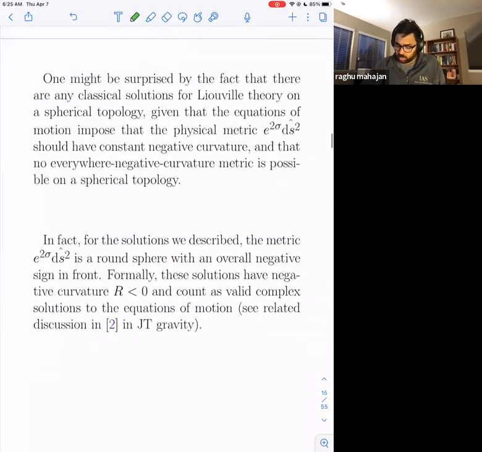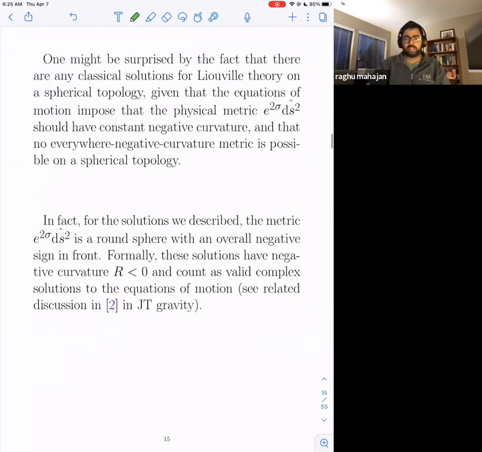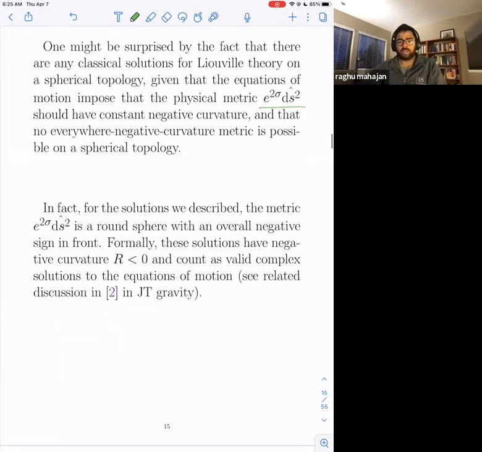Okay, so this fact I also already explained: this e to the 2 sigma ds hat squared has to have constant negative curvature, and the way it achieves that is that it's a sphere with a minus metric on it. And they count as valid complex solutions to the equations of motion. There was related discussion in a paper of Maldacena, Turiaci, and Zhang in the context of de Sitter JT gravity.